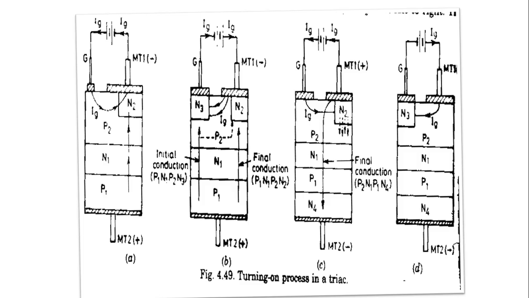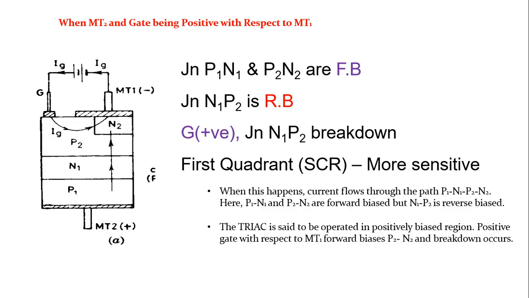First one, MT2 positive, gate positive. Second one, MT2 positive, gate negative. Third one, MT2 negative, gate positive. And fourth one, MT2 negative and gate also negative. So this is the first mode of operation, that is MT2 positive and gate is also positive.